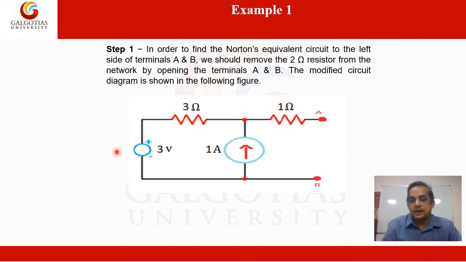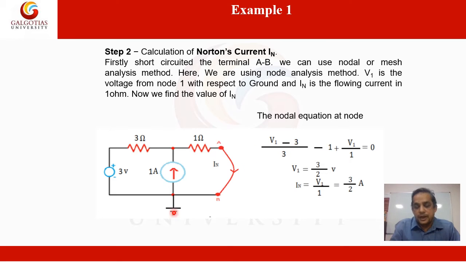Now firstly calculate IN. How to calculate IN? Firstly join A and B, a short circuit of A and B through a wire. Now calculate the flow of current in this wire. How to calculate? I have calculated through KCL. If you want to calculate through KVL or superposition, then you can apply it. Here we use the nodal analysis method.